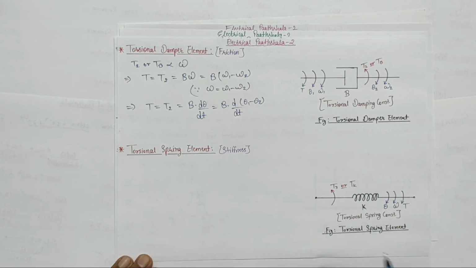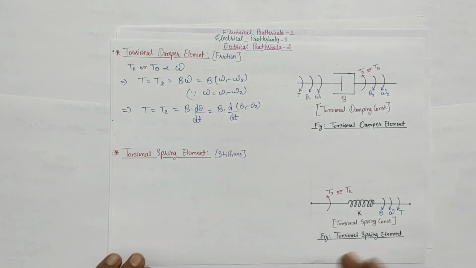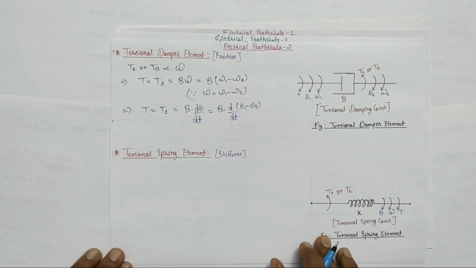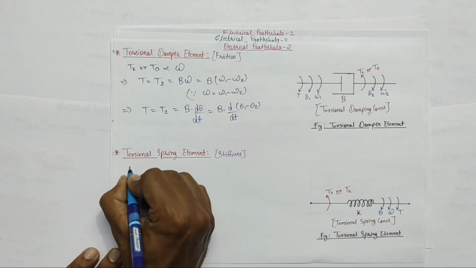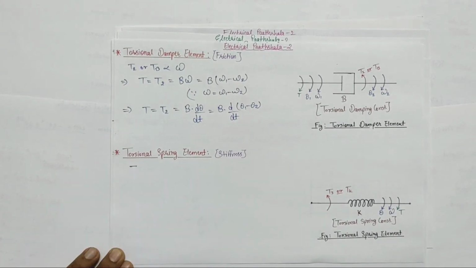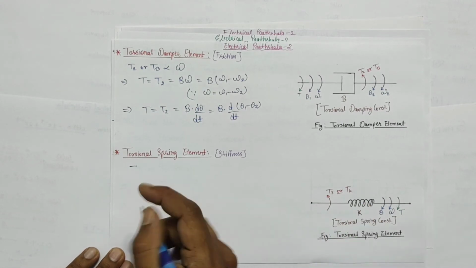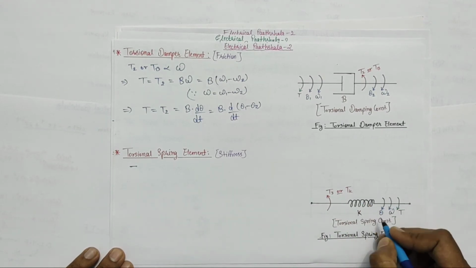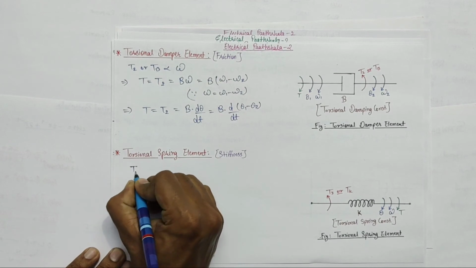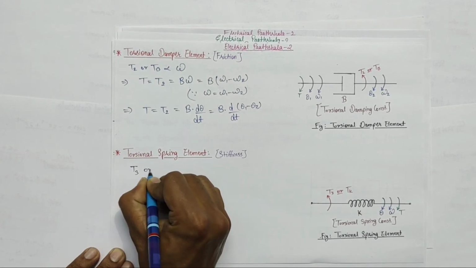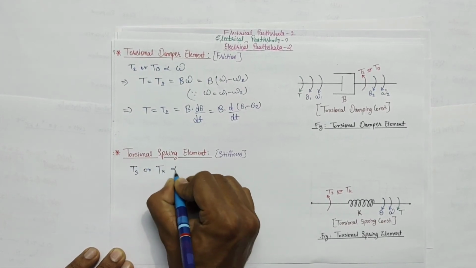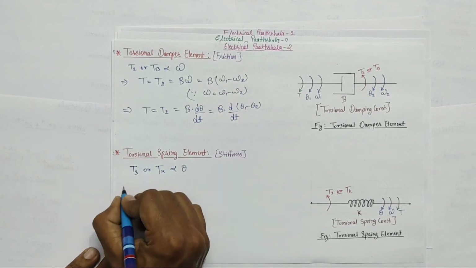Here K is our torsional spring constant. As the other two elements are assumed to be negligible here, this T3 or Tk is equal to the externally applied torque. Also, the resisting torque T3 or Tk is directly proportional to the angular displacement theta. Therefore, we can write T3 or Tk is directly proportional to theta.